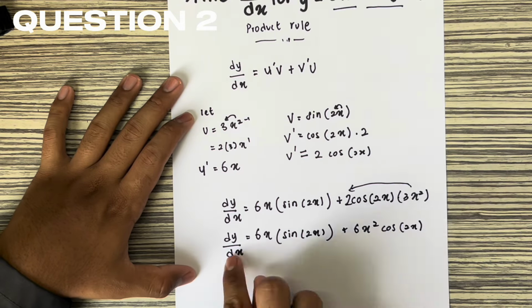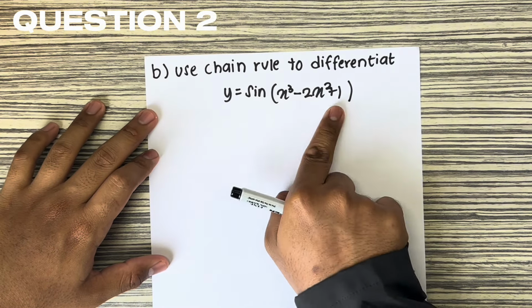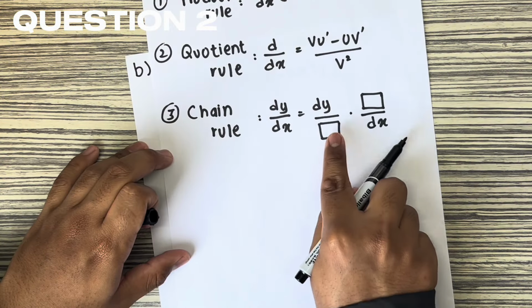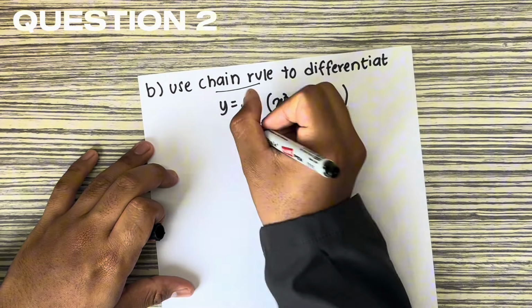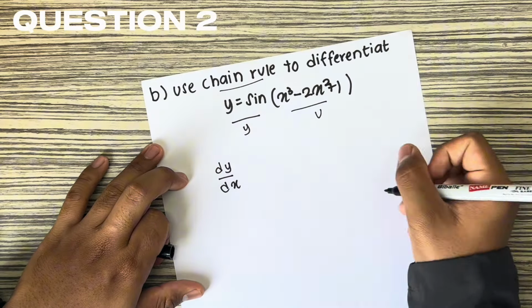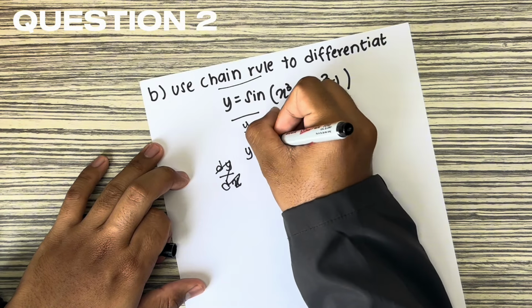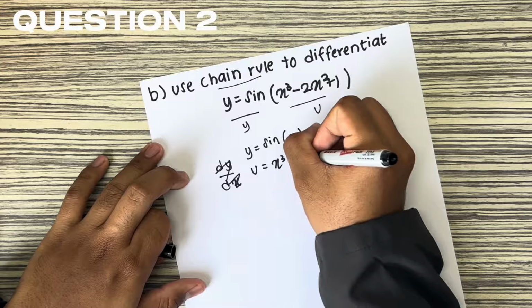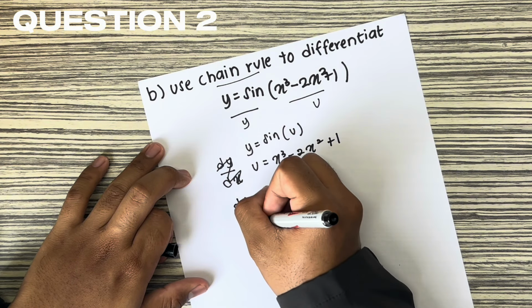Okay, let's go to the next question. Question B. Okay, use chain rule to differentiate this mathematics sentence. So chain rule, this is the chain rule formula. Okay, we need to label where is u and where is y. So let's write our y and our u. So y equals sin u, and our u is x cubed minus 2x squared plus 1.